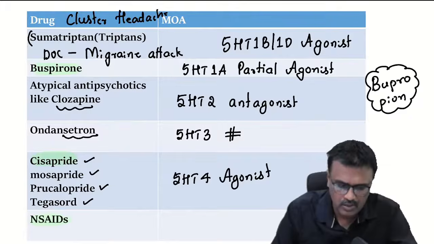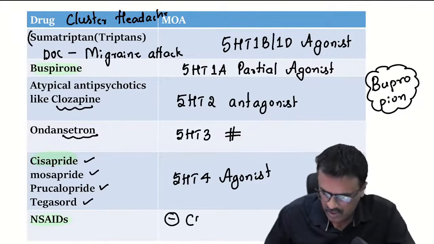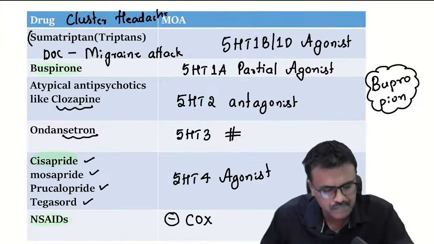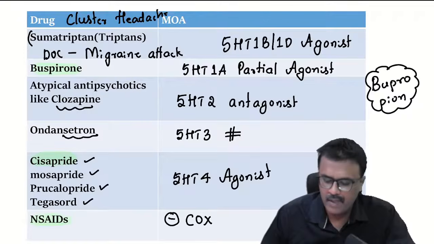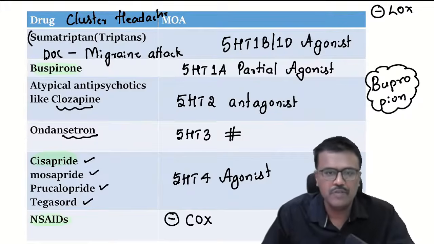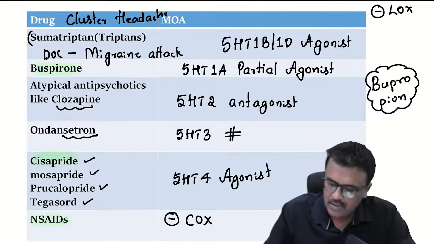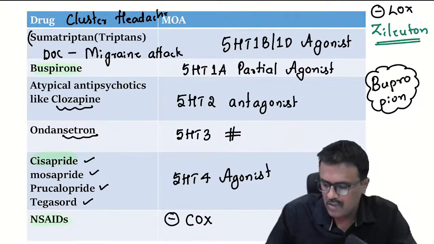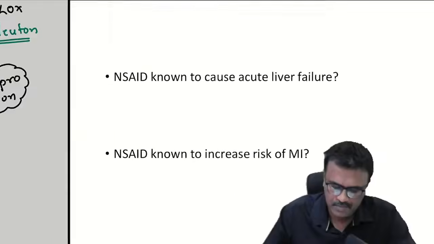NSAIDs, non-steroidal anti-inflammatory drugs, what do they inhibit? They inhibit an enzyme called cyclooxygenase, COX. Now, can you tell me which drug can inhibit the enzyme LOX? Because we are revising, we should be able to compare the mechanisms. Yes. The LOX enzyme is blocked by a drug by the name zileuton, which is used in asthma prophylaxis. Yes, Mohammed, you are right.